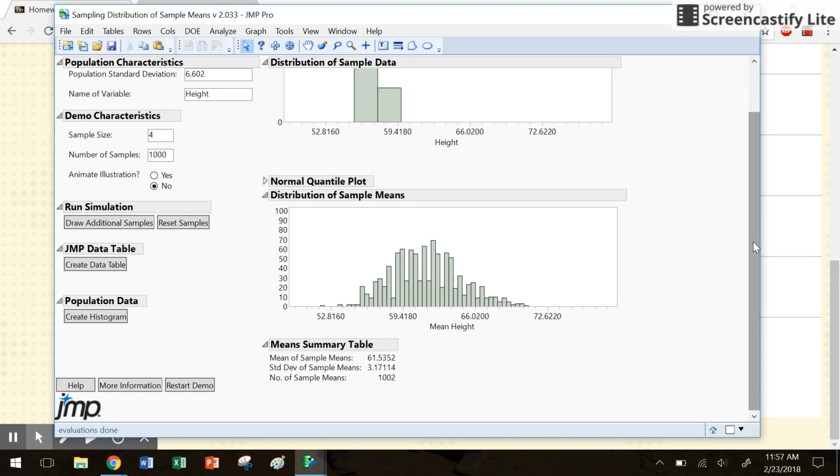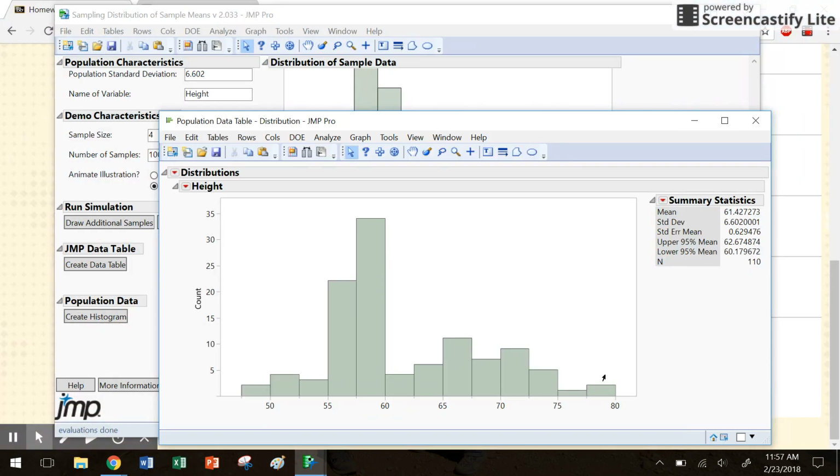The second property of the sampling distribution says that the standard deviation should be approximately equal to sigma over the square root of n. Sigma would be how widely distributed the population was to begin with. So 6.6 inches was the standard deviation originally. Well, we'd take that and divide it by the square root of the sample size.